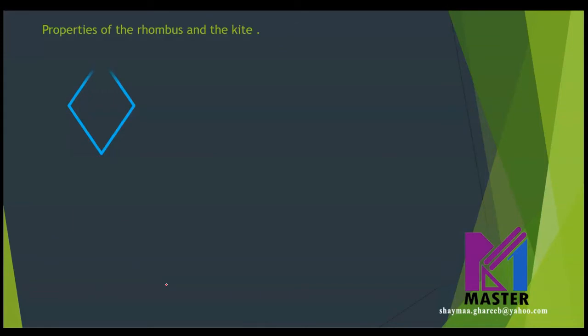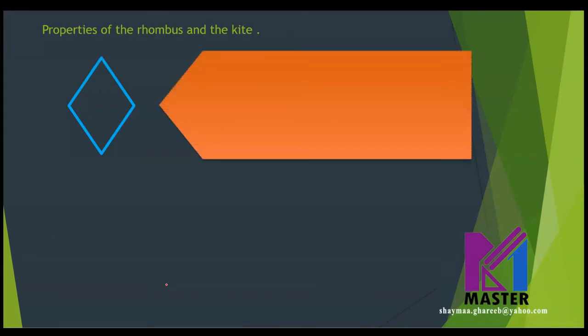Now, let's talk about properties of the rhombus and the kite. In the rhombus, all sides are equal, same as what? Same as the square. So all the sides are equal. No right angles, and this is the difference between the rhombus and the square. Both have equal sides, all sides are equal, but in the rhombus, no right angles. In the square, 4 right angles.